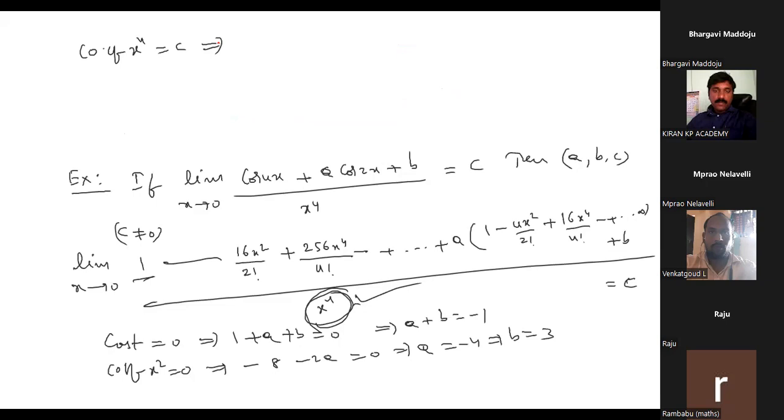256 by 4 factorial. Right? 256 by 24. And here 16a by 4 factorial. 16a by 4 factorial is equal to C. Right? You know the A value, substitute, you get the C value. So this way you can write. This is the use of series.